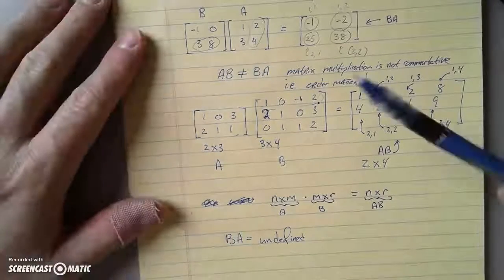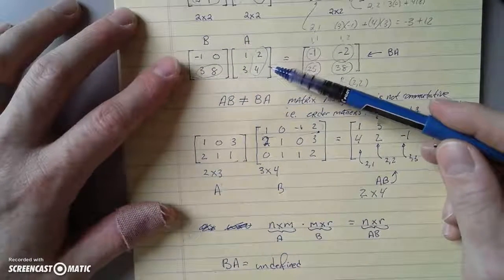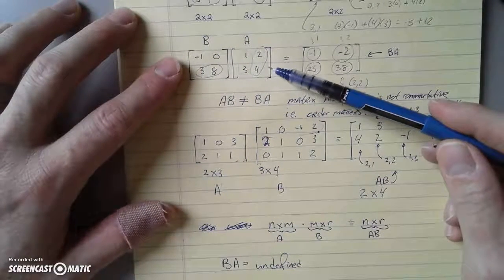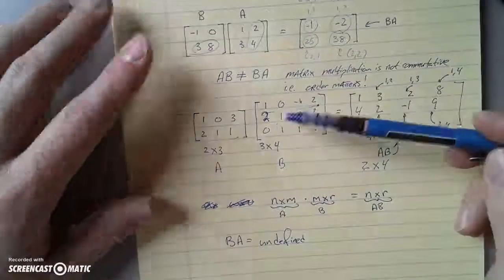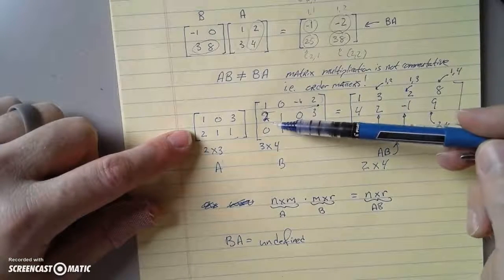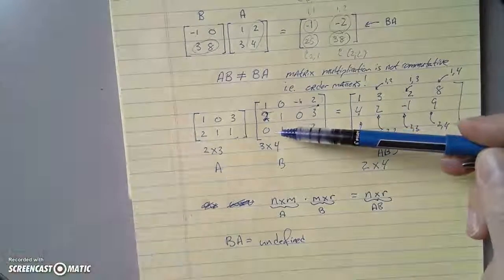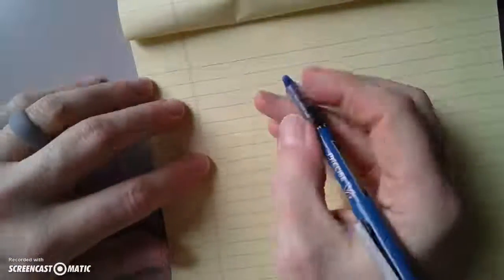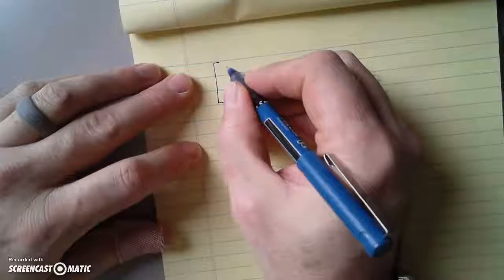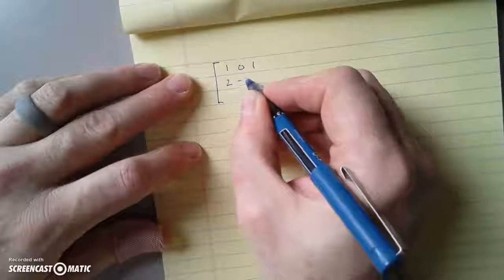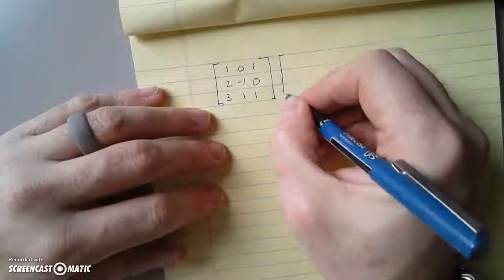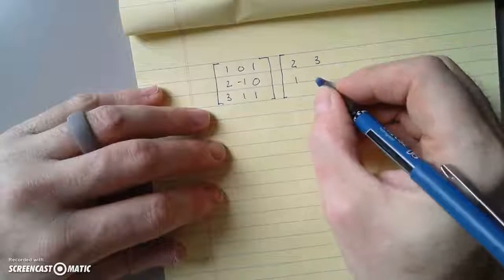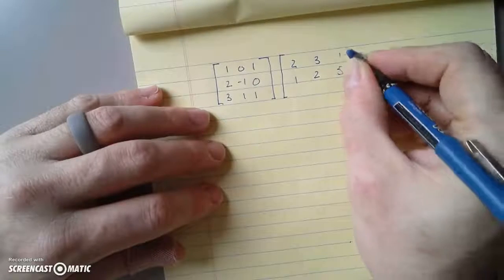So if you have square matrices, you can multiply all 2 by 2 matrices with all other 2 by 2 matrices. You can multiply it both ways, even though the results are different. For rectangular matrices, for non-square matrices, the product is only defined one way, if it's defined at all. For example, suppose we have a 1, 0, 1, 2, negative 1, 0, 3, 1, 1 matrix times a 2, 1, 3, 2, 1, 5.